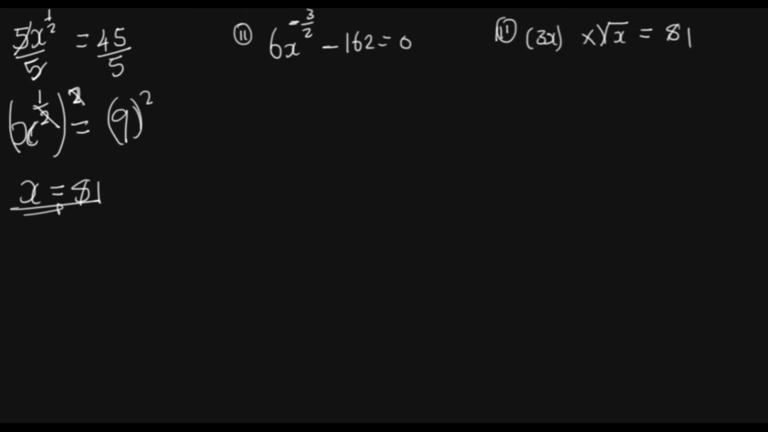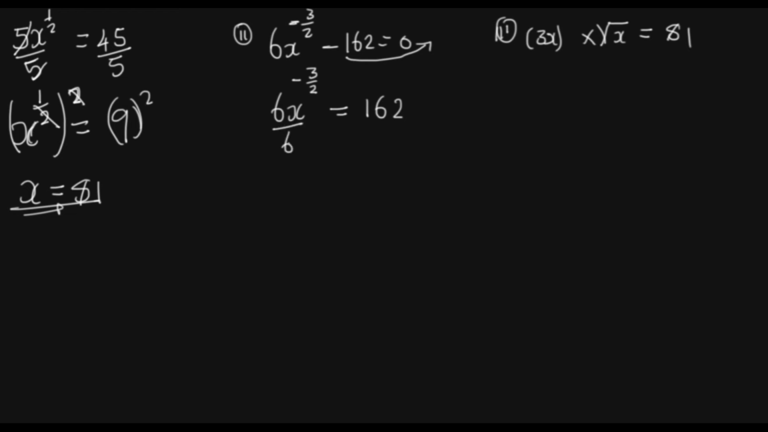the second question, where we have 6x raised to the power negative 3 over 2 minus 162 is equal to 0. So the first step that we're going to do is we need to shift this negative 162 to the other side. So here we are going to have 6x raised to the power negative 3 over 2 is equal to, so if 162 shifts to the other side, we are going to get positive 162. Then from there, we say we need to get rid of the coefficient.